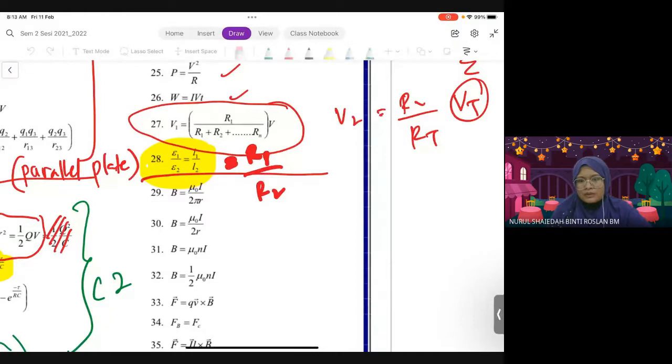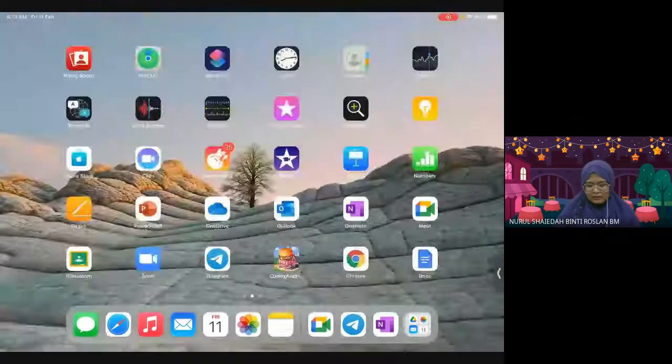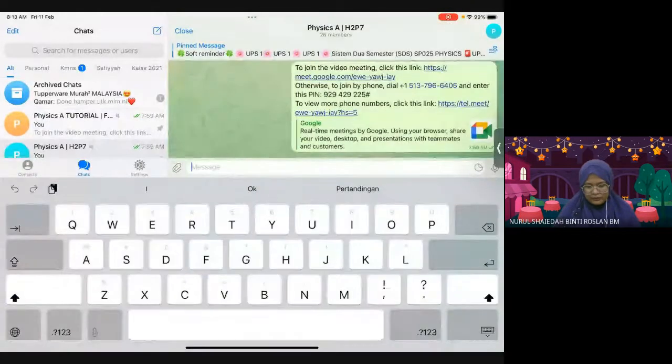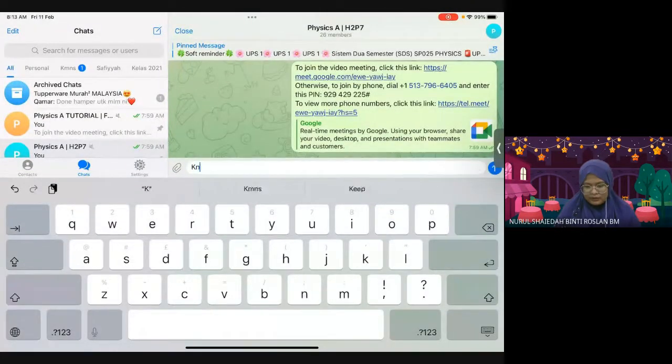P4 ramai ni. F4P7 ni tak ada. Saya pergi sana ni. Kenapa sikit yang masuk?